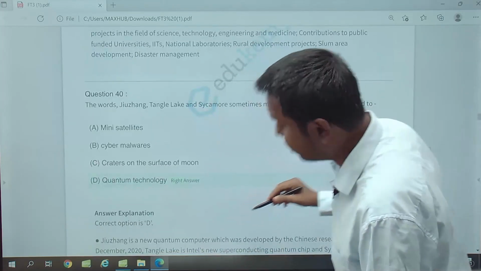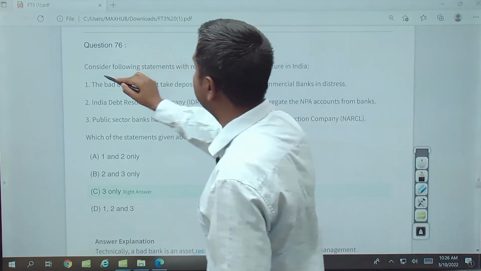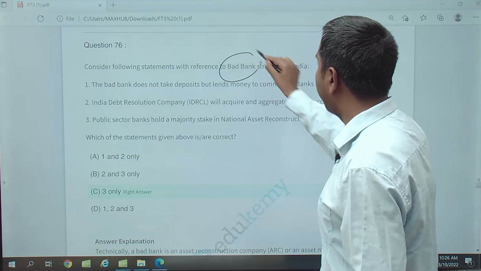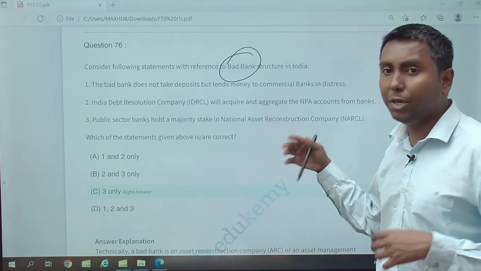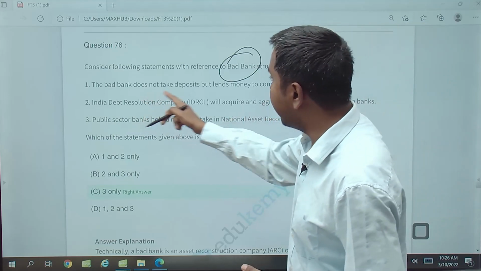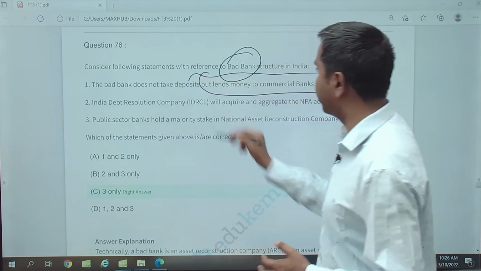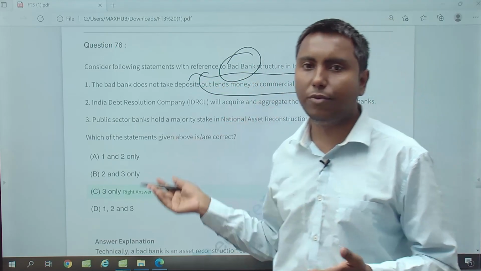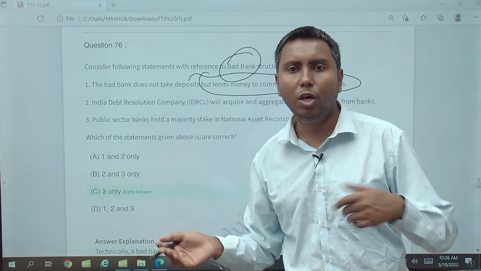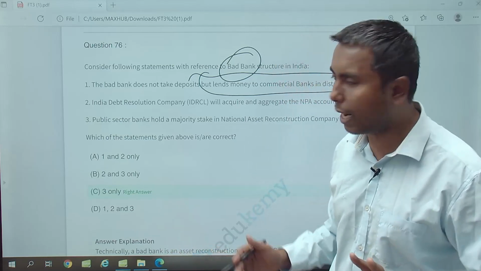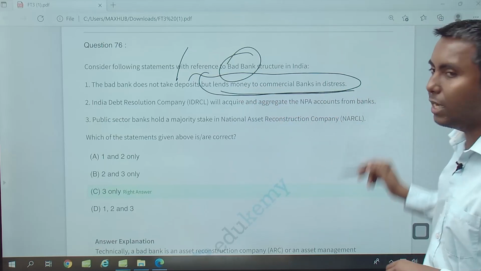Now next is question number 76. Consider the following statements with reference to bad bank structure in India. Now you know, bad bank has been in the news consistently. First, the bad bank does not take deposits but lends money to commercial banks in distress. Now again, this is a bit counterintuitive statement. Bad bank does not take deposits. You know that it is not a conventional bank, so you cannot just go and deposit your money. This is right, and this portion was easy to guess. But second, it lends money to commercial banks in distress.